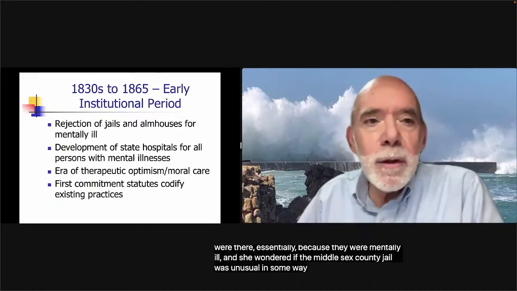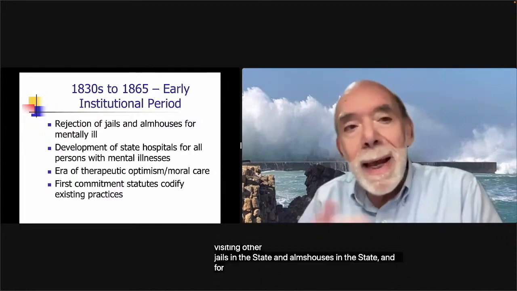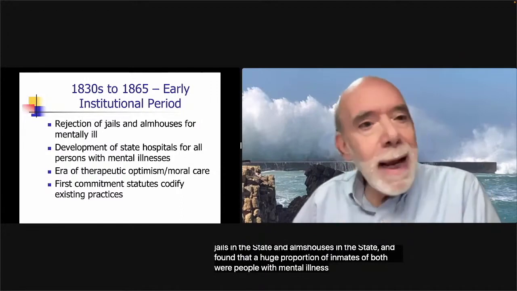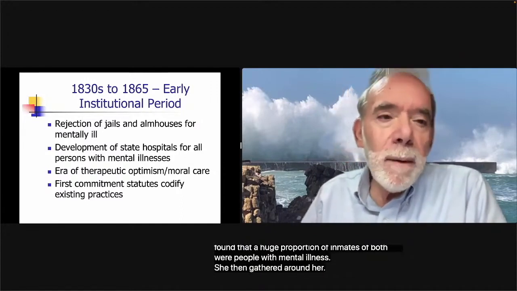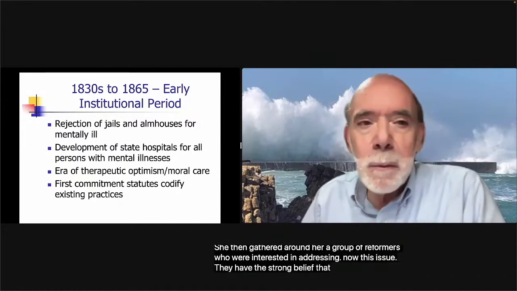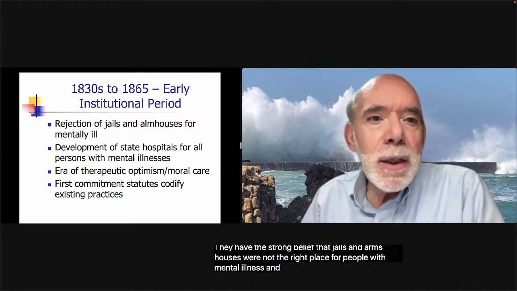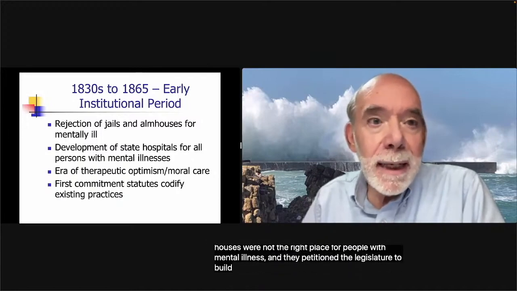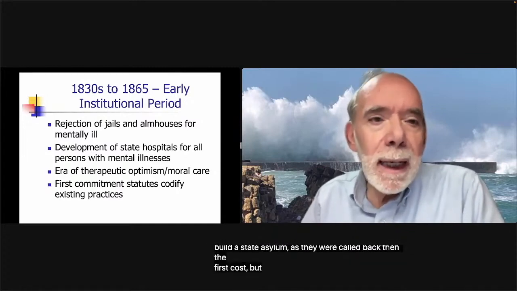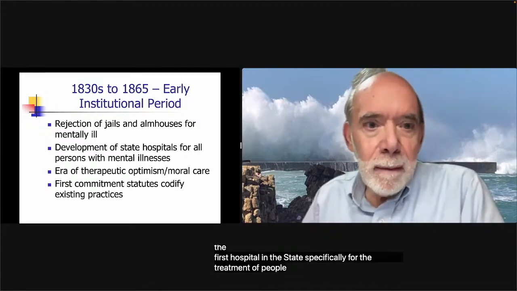And so she started visiting other jails in the state and almshouses in the state and found that a huge proportion of inmates of both were people with mental illness. She then gathered around her a group of reformers who were interested in addressing this issue. They had the strong belief that jails and almshouses were not the right place for people with mental illness. And they petitioned the legislature to build a state asylum, as they were called back then. The first hospital in the state specifically for the treatment of people with mental illness.